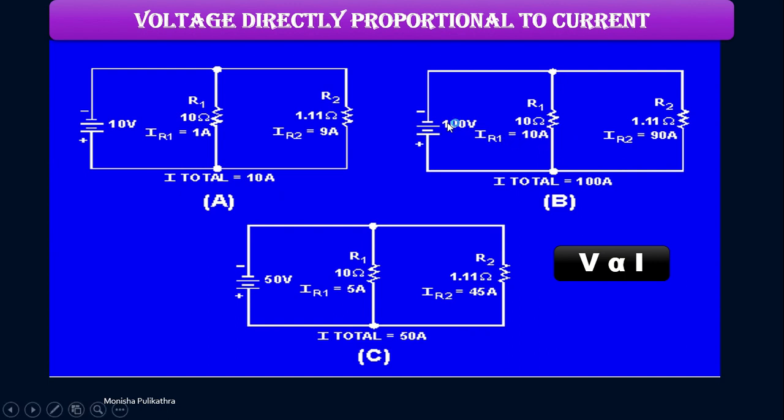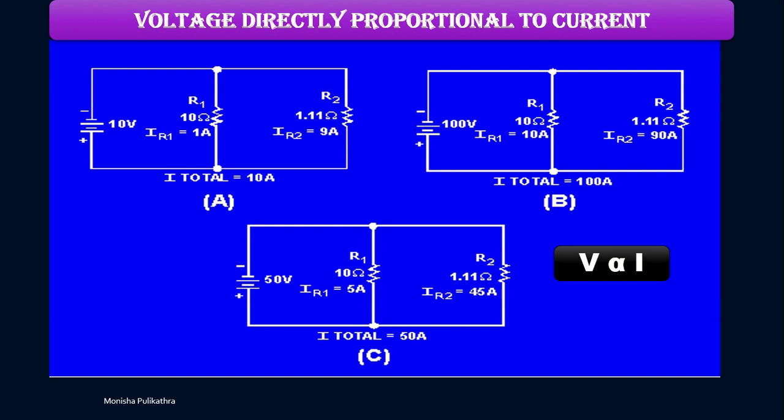In the second diagram, the input voltage is 100 volt, whereas the output current is 100 ampere. Voltage and current, input and output, are the same. In the third diagram also, you can do this by using the formula of Ohm's law, that is V is equal to IR. V is given 50 volt and we will get I as 50 ampere, whereas the resistors used are 10 ohms and 1.11 ohms. So this states that V is directly proportional to I. That is, voltage is always directly proportional to current.